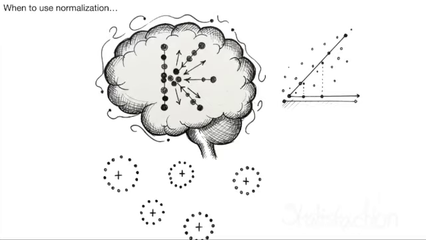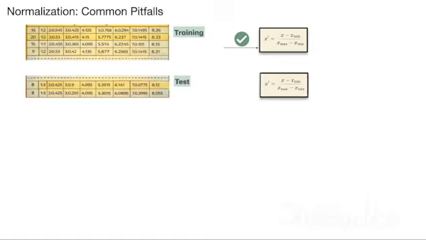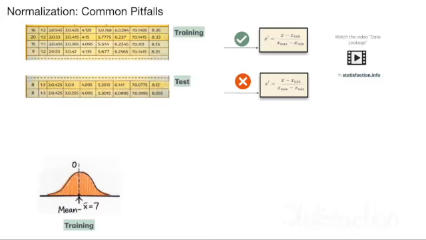Always compute normalization parameters using only the training data. Including the test set leaks information and leads to overly optimistic results. Using a global min or max from all data can distort normalization. So when new data arrives, feature values may collapse or fall outside the expected range, leading to unstable model behavior.